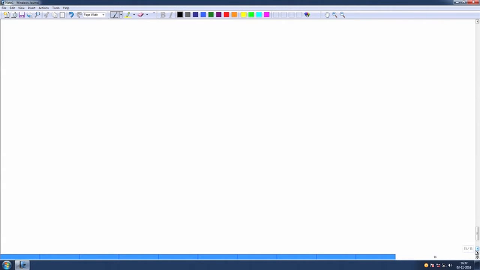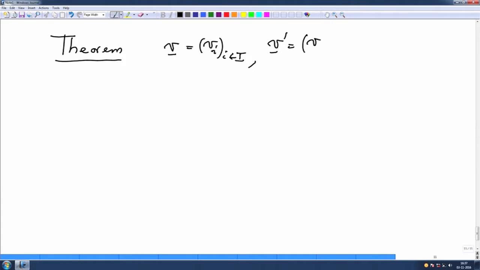So first of all, I want to note what happens when you change a basis of the determinant functions. So let us write it as a theorem. Suppose I have two basis tuples, V is one basis tuple, Vi, i in I, and another is V prime, which is numbered by the same indexing set, because we know any two bases of a vector space have the same number of elements.